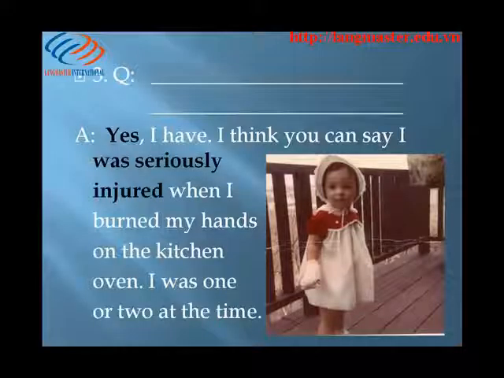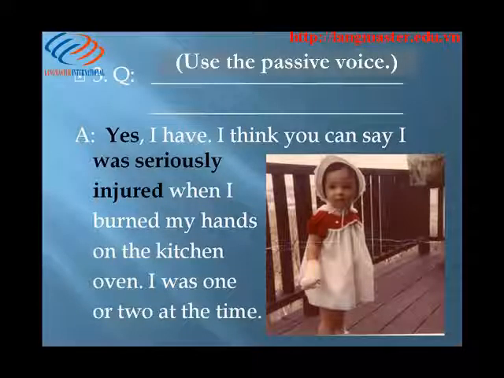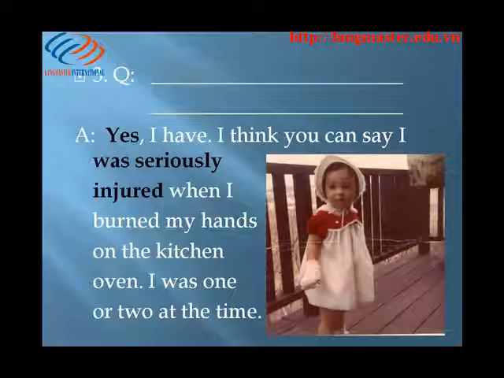Number 3. Again, look first at the answer. Yes, I have. I think you can say I was seriously injured when I burned my hands on the kitchen oven. I was 1 or 2 at the time. Again, I gave you some clues. Yes tells you that this will be a yes or no question. Your main verb is injured, but look closely. Was injured. That's the passive voice. Take a moment and try to form the question on your own.